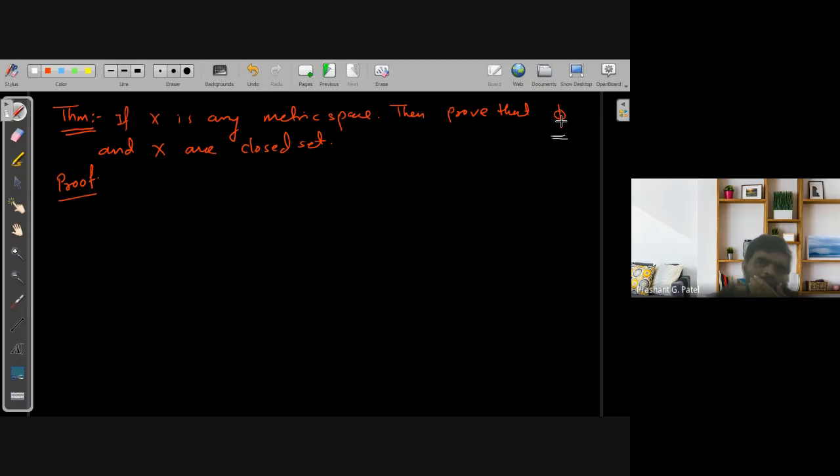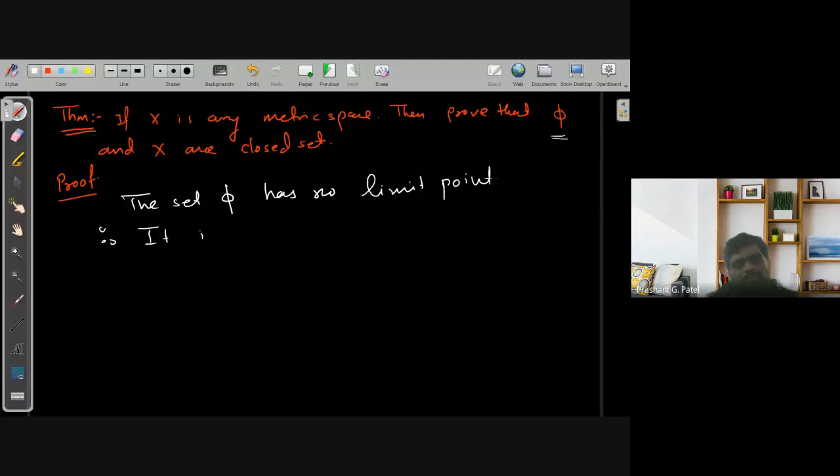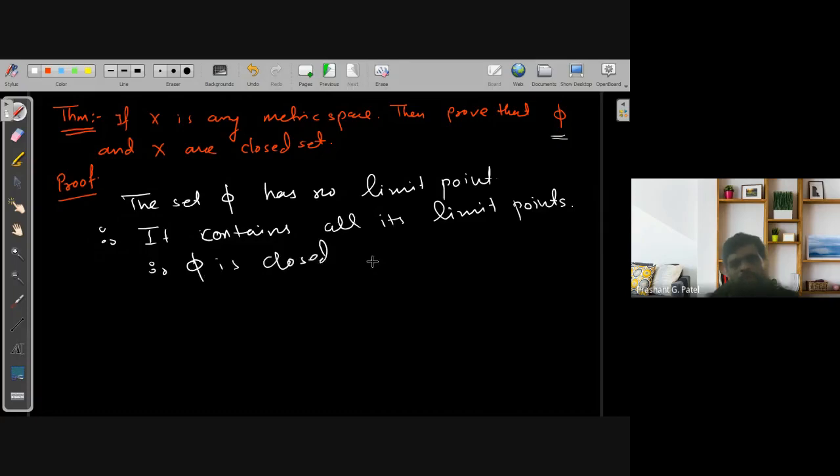Yeah, phi does not contain any point. So whenever you pick any point, except that point, the intersection will always be phi. So there is no point in phi which is a limit point of the set. So we can say that the set phi has no limit point. Therefore, I can say that it contains all its limit points. Therefore, phi is a closed set.